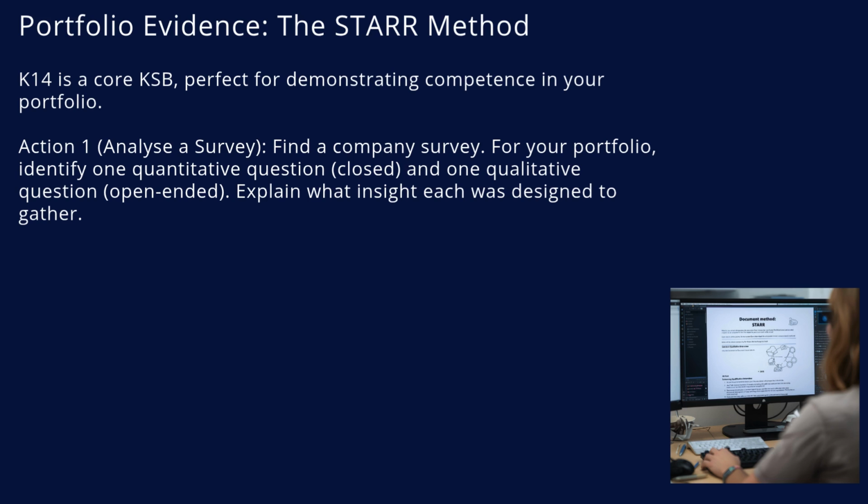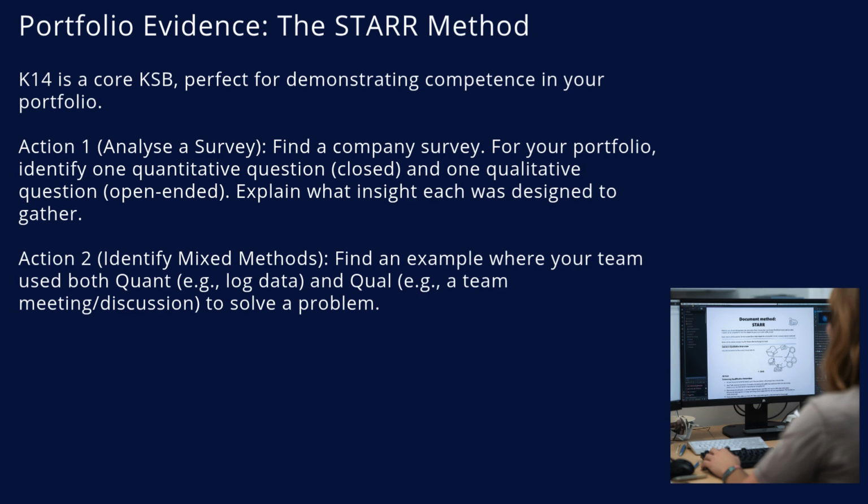First, Action 1, analyze a survey. Find a survey your company uses. In your portfolio, pick out 1 quantitative question and 1 qualitative question and explain what insight each was designed to gather. Second, Action 2, identify mixed methods. Find a work task where your team combine numbers and stories to solve a problem. Document the quantitative source, the what, and the qualitative source, the why.